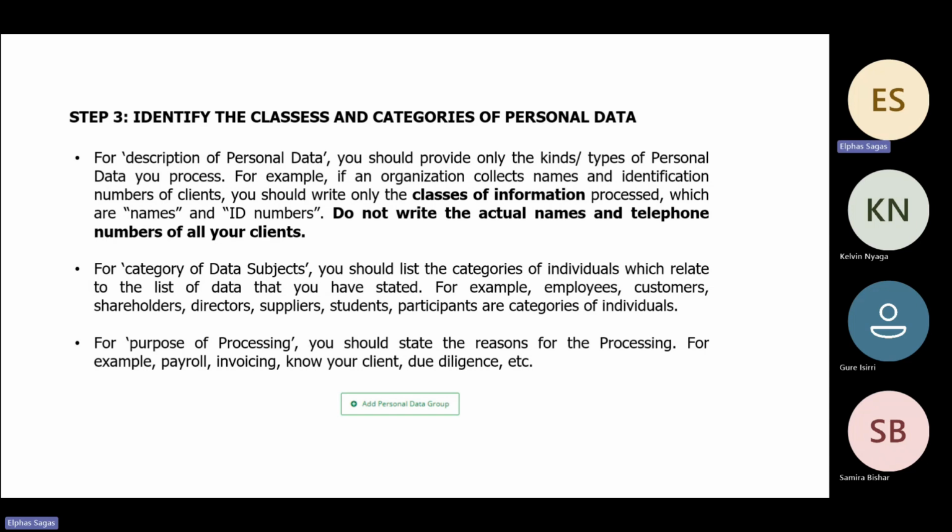And the simple way to ask yourself is you look into the number of forms that you have in your organization. If you have a form that is filled by clients, that makes one category. That is a client category. If you have another form that is filled by your employees, that is another category. If you have a form that is filled by shareholders, that's another category.